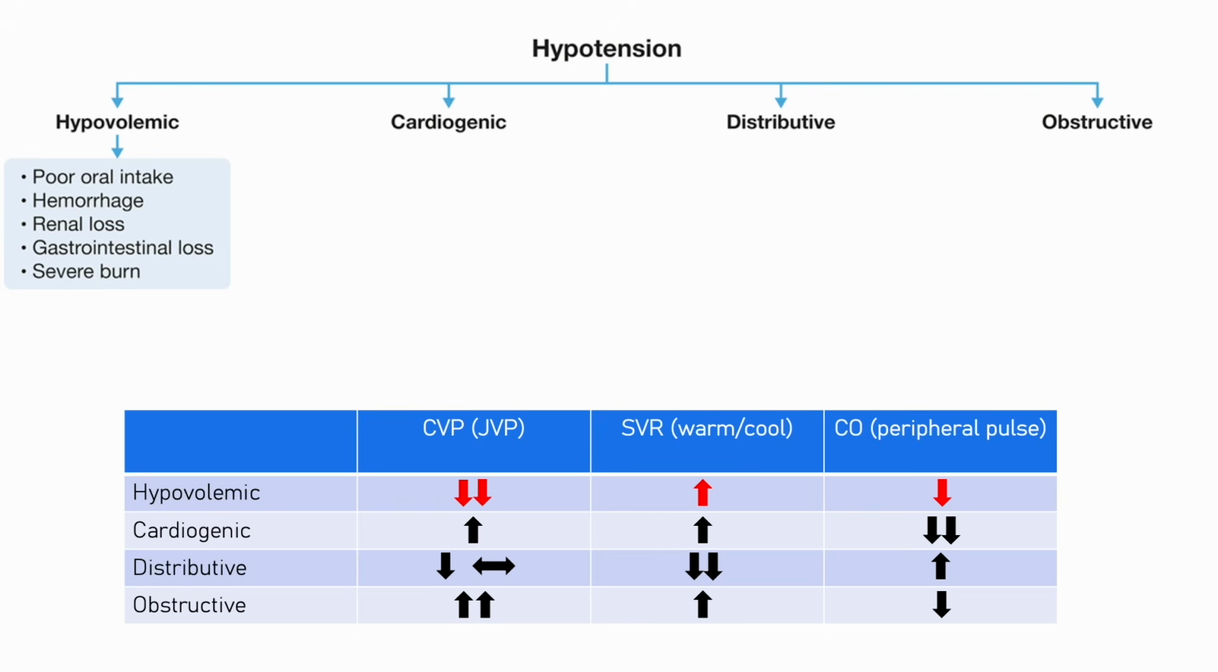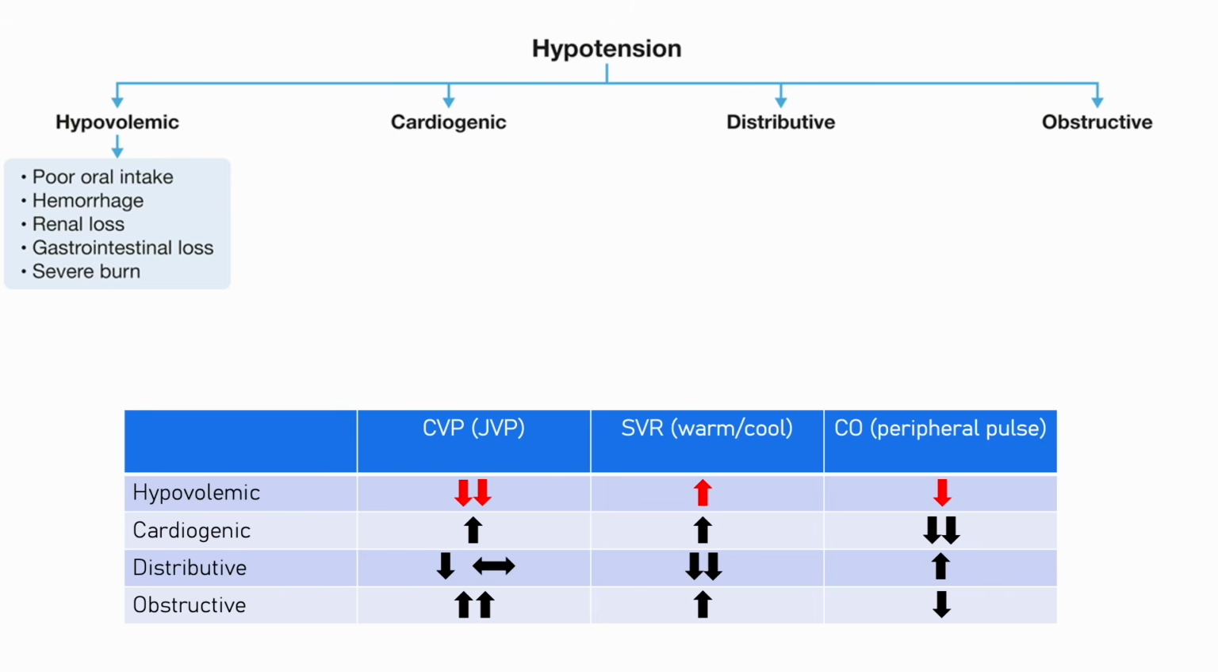Now that we understand the physiologic pattern of hypovolemic hypotension, low filling pressures, high SVR, and low cardiac output, we can start filling in the differential diagnosis. In hypovolemic hypotension, the problem is simple. There isn't enough circulating volume to support adequate preload and cardiac output. The most obvious cause is hemorrhage, where blood is lost from the intravascular space.